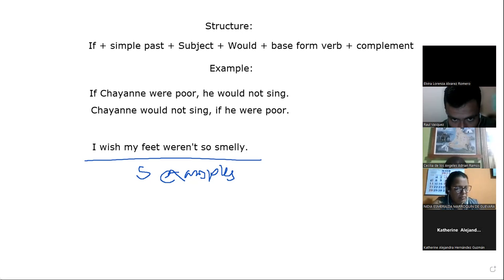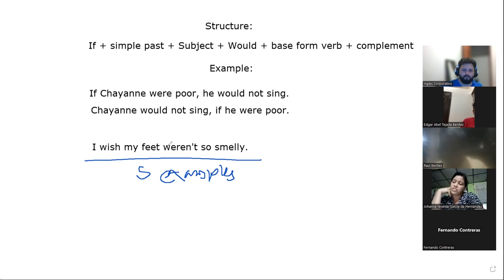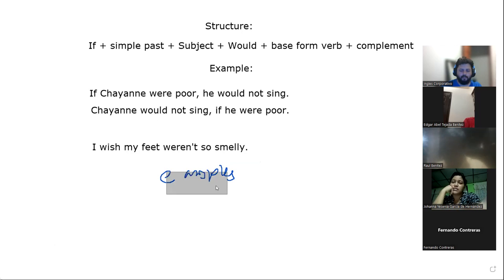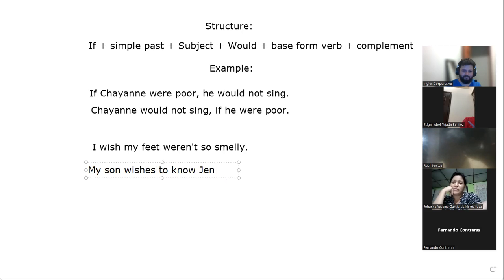All right, guys, how many examples do we have? We're still not done? All right. Teacher, is it correct to say, my son wishes to know Jenna Ortega? You can say, my son wishes to know Jenna Ortega, right? Okay, very good.